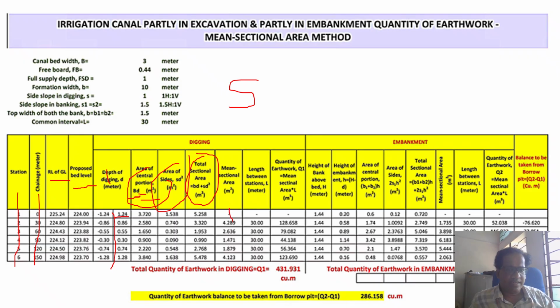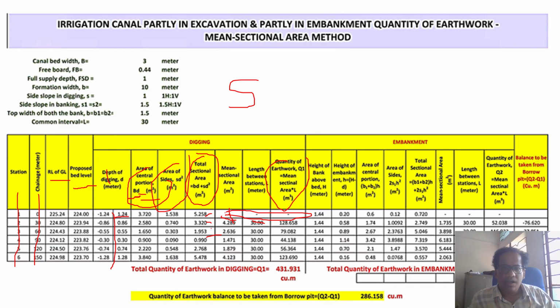Now how to calculate mean section? As you know, we have A1, A2, A3, about 6 sections are there. To calculate mean: A1 plus A2 by 2, A2 plus A3 by 2, A3 plus A4 by 2. After getting these sectional areas, we multiply with the length so that we will get the quantity of earthwork in digging.